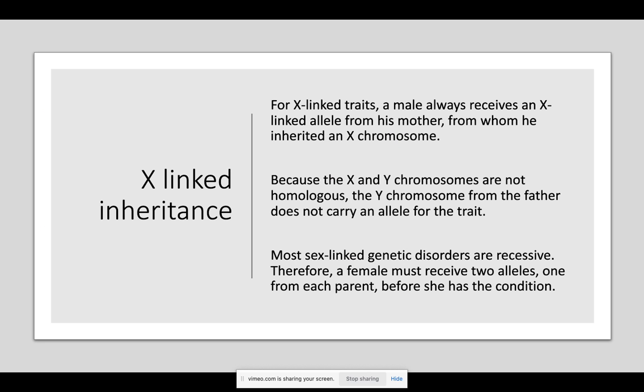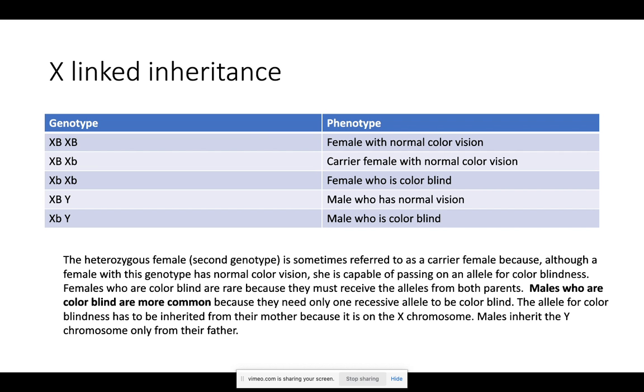We can kind of get into this. For X-linked traits, a male always receives an X-link from his mother, from whom he inherited an X chromosome. Because the X and Y chromosomes are not homologous, the Y chromosome from the father does not carry the allele for that trait. Most sex-linked genetic disorders are recessive. Therefore, a female must receive two alleles, one from each parent before she has the condition.